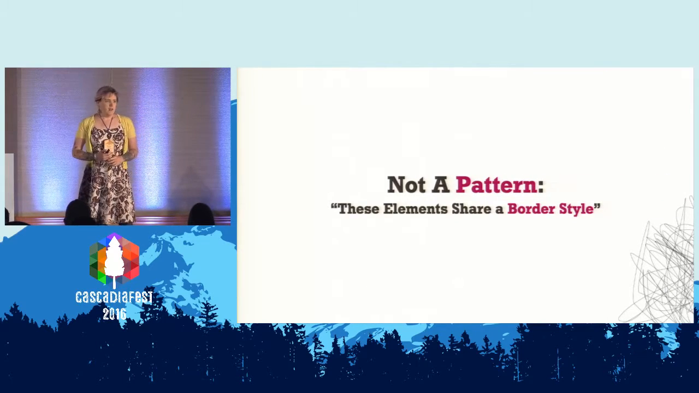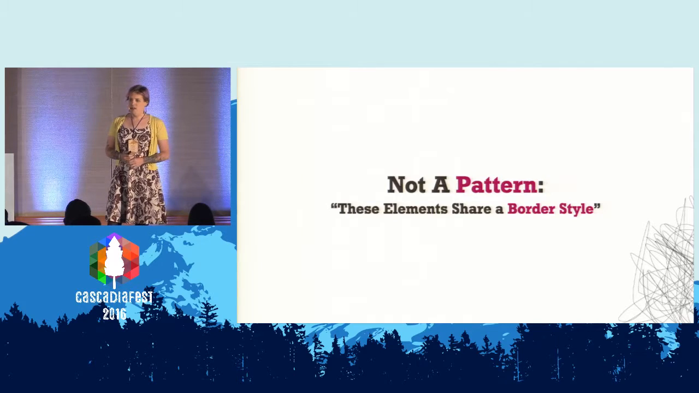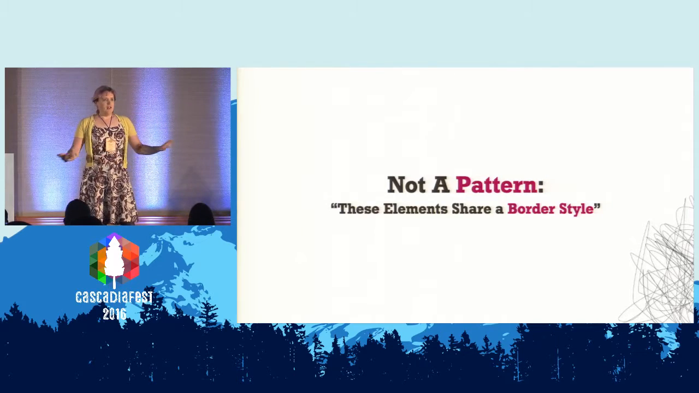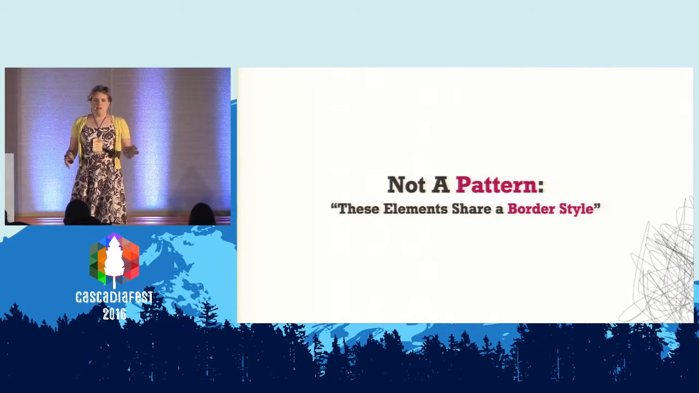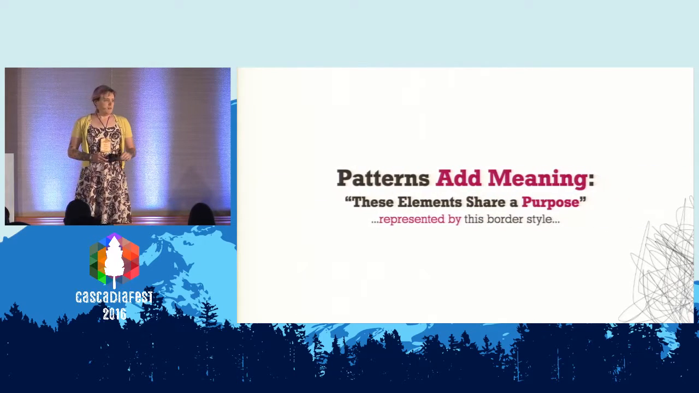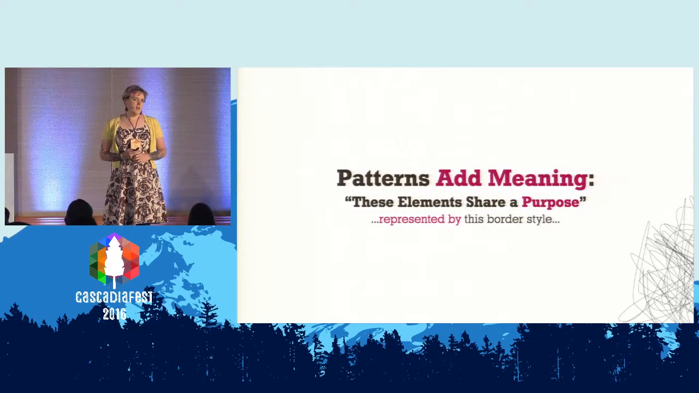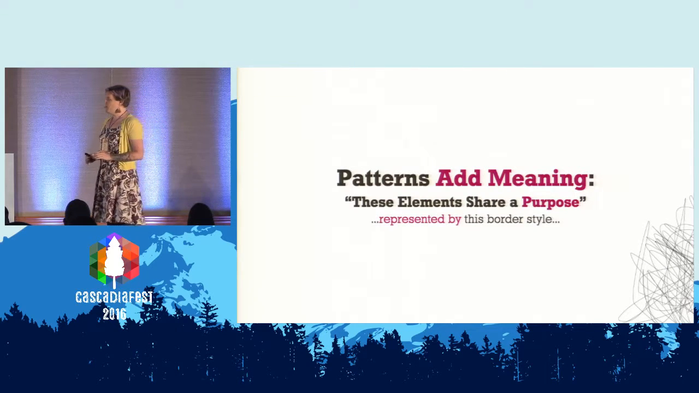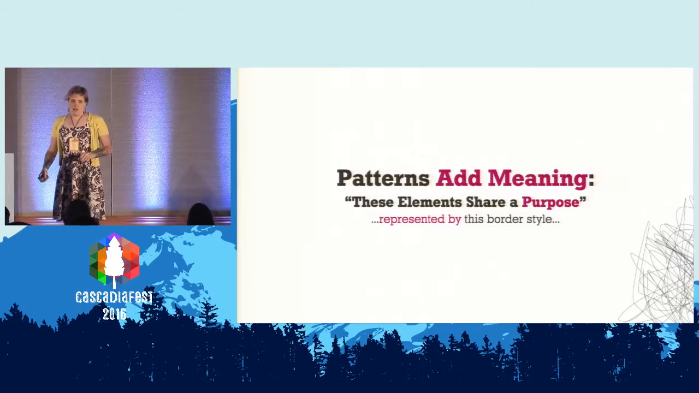This is not a pattern. Two elements that share a border style is not a pattern. That's not enough. If we start building patterns around something this flimsy, it's all going to fall apart as soon as we change one thing. It's important that patterns add meaning to your code. So it has to be two elements sharing a purpose that drives a pattern. So if both of these elements have the same border style because they mean the same thing, that's a pattern. So that could be, these both have a red border because these are both alerts. So that's enough meaning for a pattern.